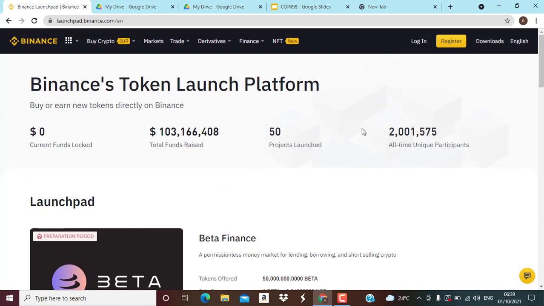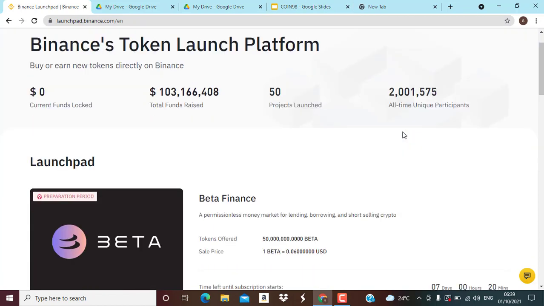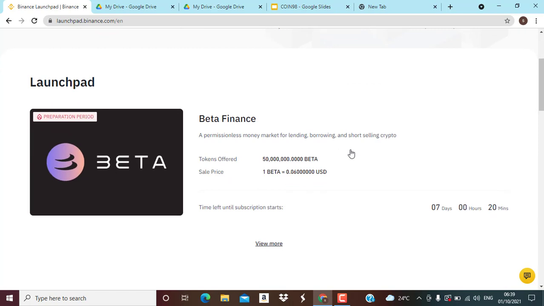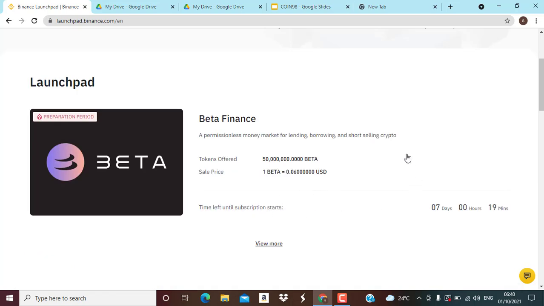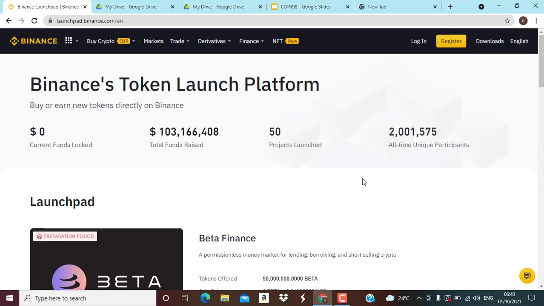Now, how will you participate in this launchpad? The first thing you have to do is be a Binance user and your account has to be verified. That's the first stage. The second is you must hold BNB from the date of announcement of this project. If you did not hold BNB from the date of announcement, you can start holding BNB now. Binance gives an 8-day preparation period for this launchpad, so you have to get in right away.